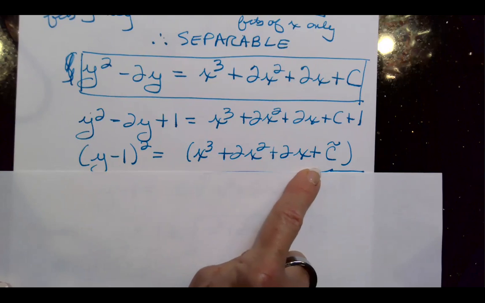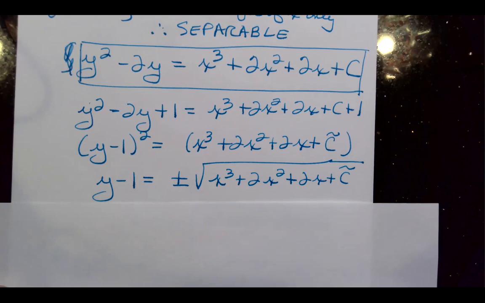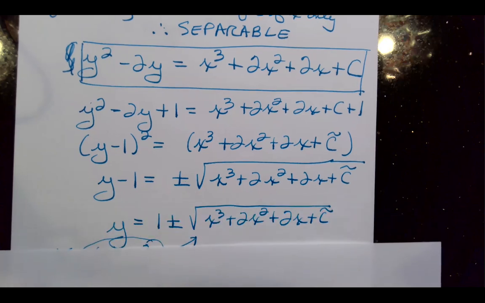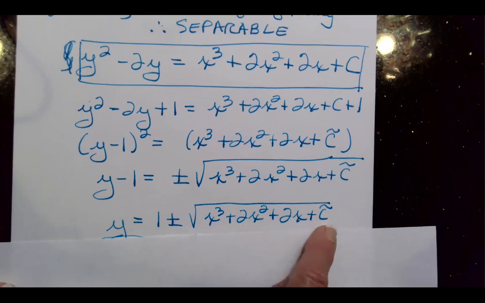Now we can start to solve for y. Take square roots on both sides. You get y minus 1 on the left, and a plus or minus square root of this thing on the right. Then you add 1, and now you have an explicit solution for y. That was a little bit tricky algebra, but it's not too bad. Now we still have that arbitrary constant. How do you ever get rid of an arbitrary constant?